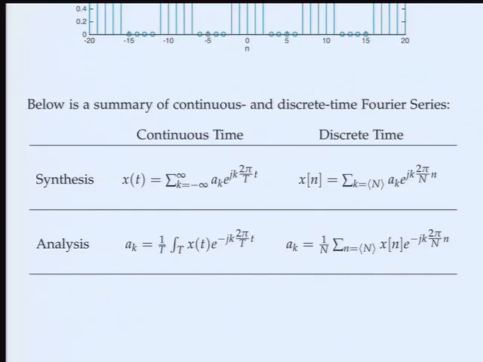In discrete time, we notice that these guys are not different. They keep repeating themselves. k plus N is the same as k. Right? That's why we now get away with a finite sum, and we don't have to deal with convergence problems of any sort.